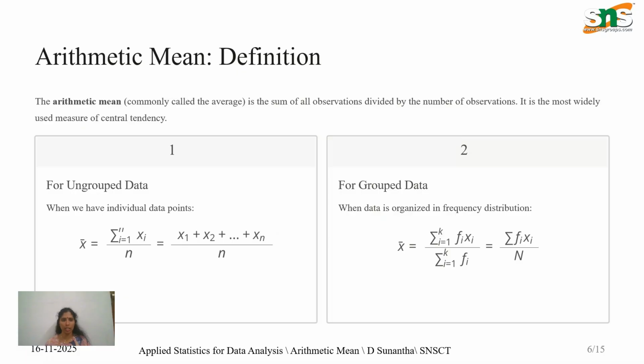Next here, this is the definition of arithmetic mean. It is the sum of all the observations divided by the number of observations. It is the most widely used central tendency, and it is also known as average. And this is used in two ways, depending on the data. When the data is a grouped one, then we use the formula x bar is equal to summation fi xi divided by n. And if the data is ungrouped, then we use the formula summation xi divided by n.